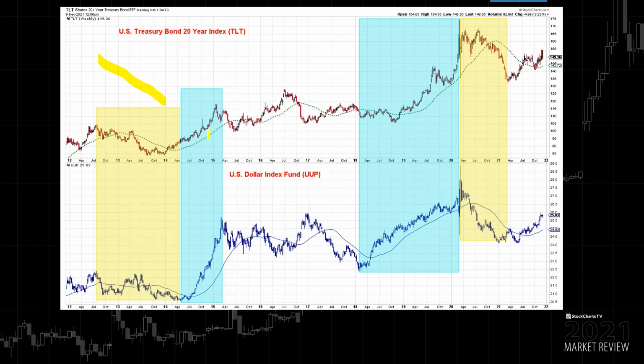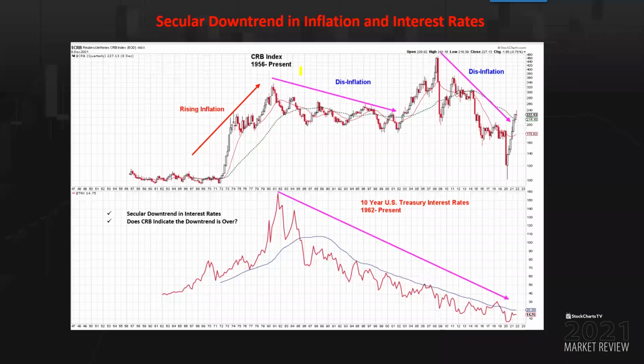So the blue area is a rising dollar, rising bond prices, falling interest rates. Here's a very long period of rising bond prices, rising dollar, falling interest rates. And then here you can see, starting in 2020, a decline in the dollar and a decline in bonds. Well, look what's happening now. This is what's most important: notice that both of these are rising. So keep that in mind as we go forward.